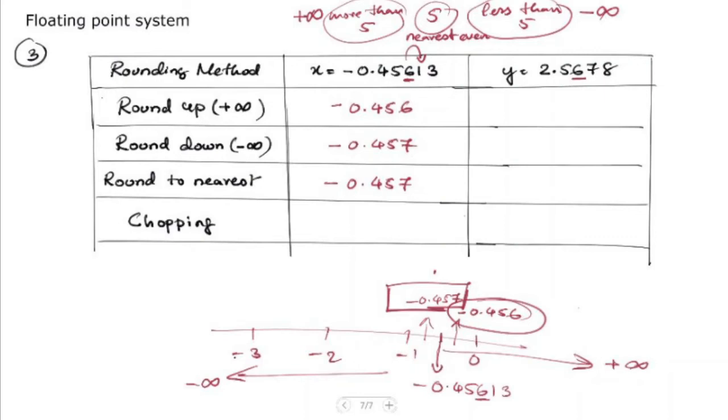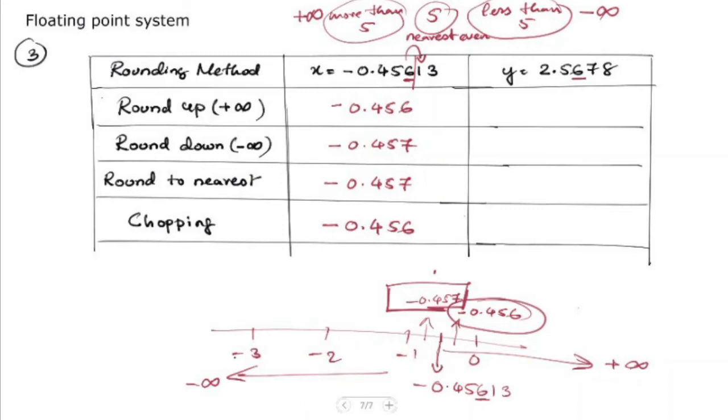And then we have the chopping. So after the third significant digit, we just chop it here. There is no consideration what the next number is. We don't need to think. All we do is just chop it until there. So we will have here -0.456. Okay, now working on the number y.